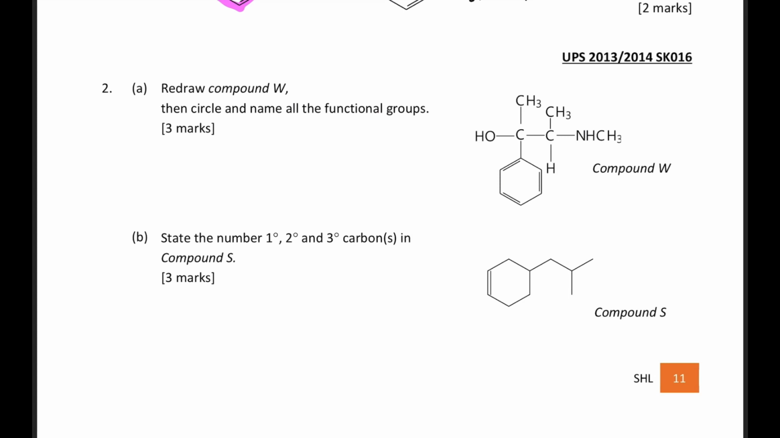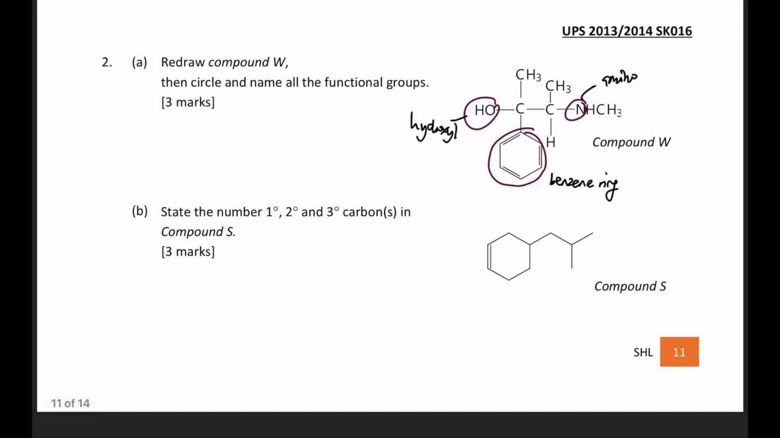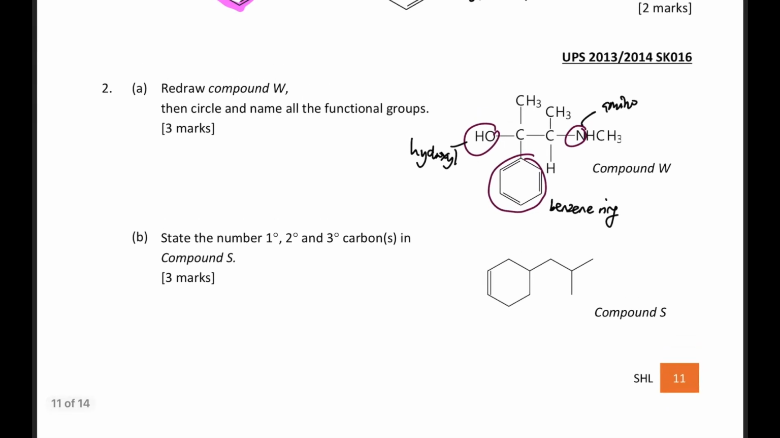Okay, so number 2, redraw compound W, then circle. Okay, kita redraw. Saya terus circle saja apa yang ada di sini ya. So we got this, and we got this, and we got this. Okay, so kita ada 3 functional group di sini, which is hydroxyl, benzene ring, and also N is amino. Okay. State the number of primary, secondary, and tertiary carbons.